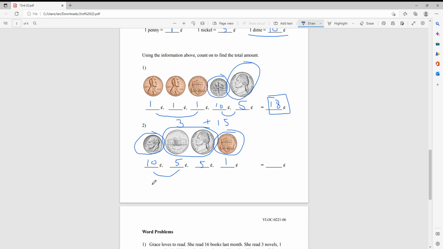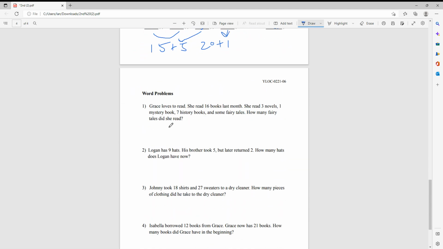So 10 plus 5 equals 15. Let's add another 5 here. 15 plus 5 equals 20. And then drag the 1 down, so 20 plus 1. So it's just going to be 21 for our full answer.